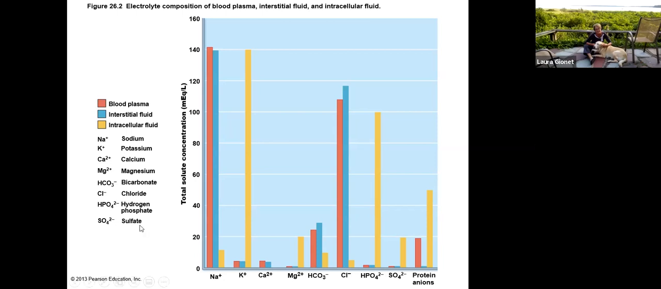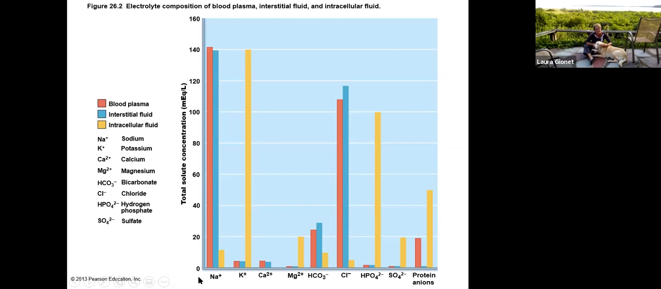So you need to start by knowing which ions are in highest concentration inside the cell versus outside the cell. And they pretty much are just opposites to one another. So this chart is handy because you have blood plasma and interstitial fluid. Blood plasma is the red bar, interstitial fluid is the blue bar, which essentially go together in opposition to intracellular fluid, which is the gold bar.